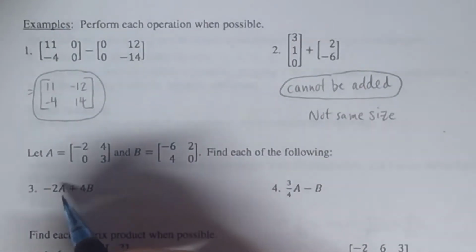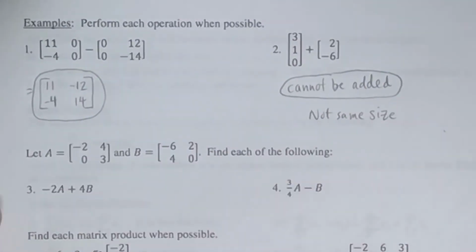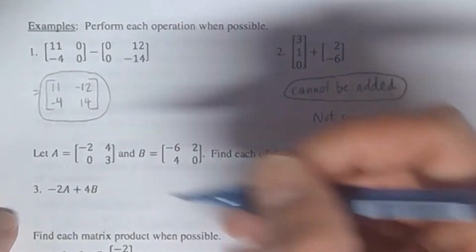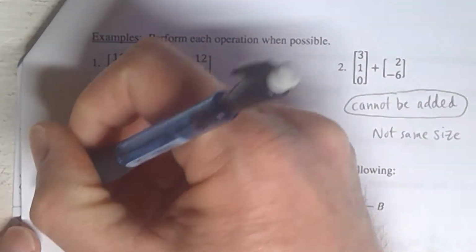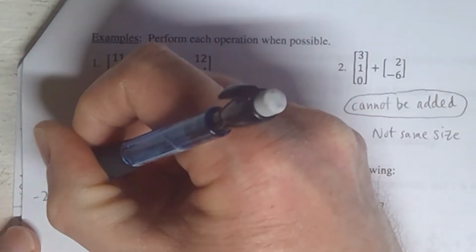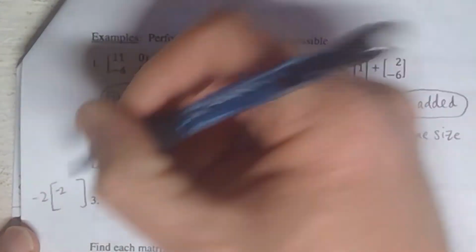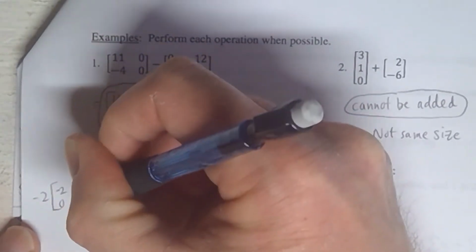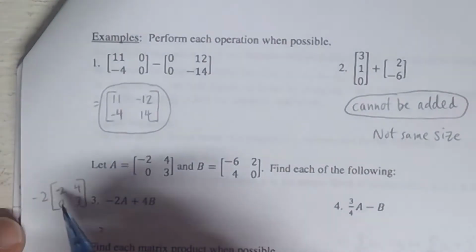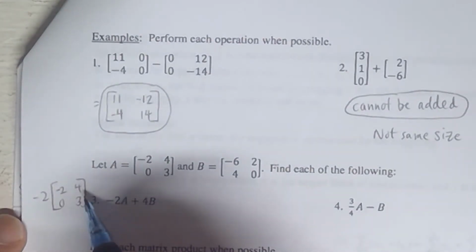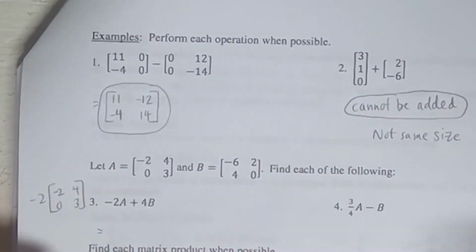Let me show you what I mean. Let's do -2a. We'll deal with the 4b after that. But what is -2a? Let's do that off to the side so I have enough room. -2, and then the a is this matrix right here, -2, 4, 0, and 3. All you have to do is multiply the -2 by each one of these things, and then the answer just goes in the same place.